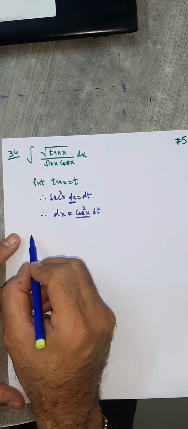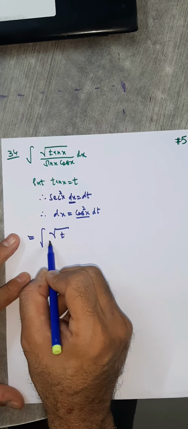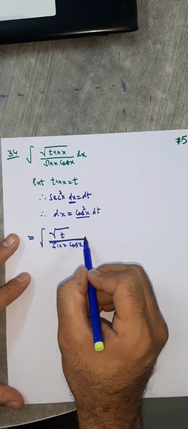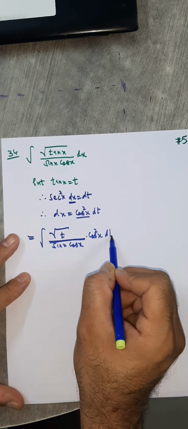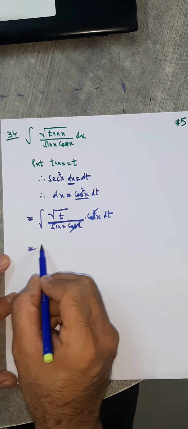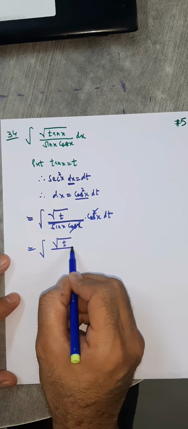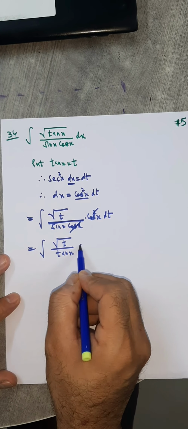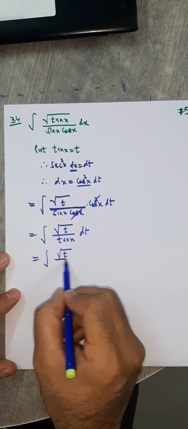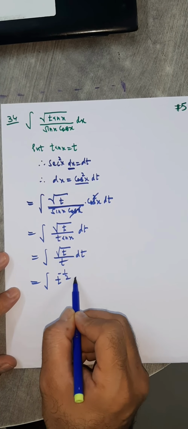So you have this equals to here root, this is t, upon, now sine x cos x, let me keep right now as it is. This is cos square x dt. So 1 cosine will get cancelled from this here. So this is sine by cos. So root t upon, this is tan x dt. But what is tan x? It is t. So you will get root t upon t dt. So it is just t raised to minus 1 by 2.